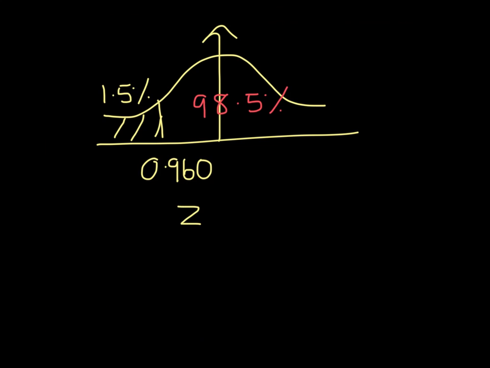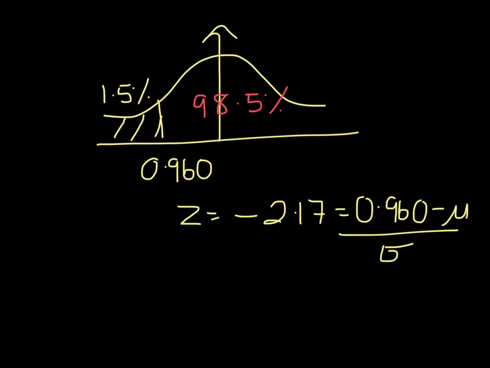So the z value is 2.17, and because it's to the left of the mean, I need to show a negative. And that has to equal the x value minus the mean divided by the standard deviation. So now I have two formulas. To solve them, I'm going to have to multiply both by the standard deviation.